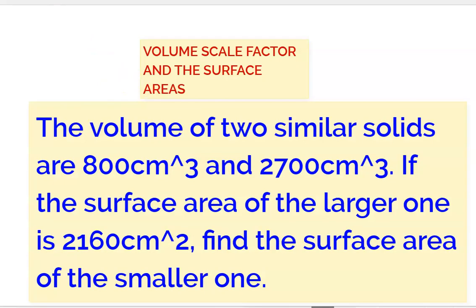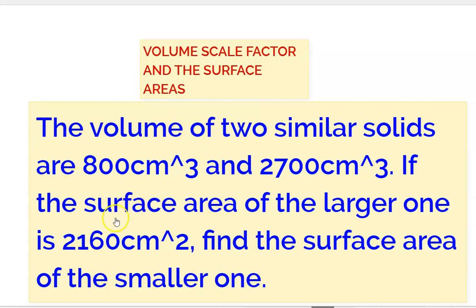So here is the question that we are given: the volumes of two similar solids are 800 cubic centimeters and 2700 cubic centimeters. If the surface area of the larger one is 2160 square centimeters, find the surface area of the smaller one. So how are we going to handle this?